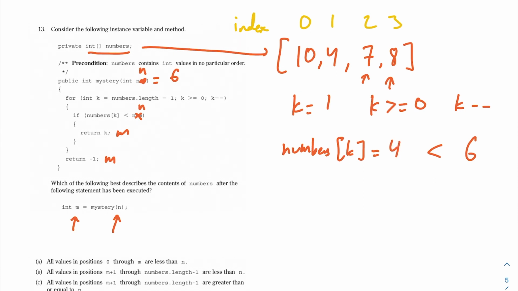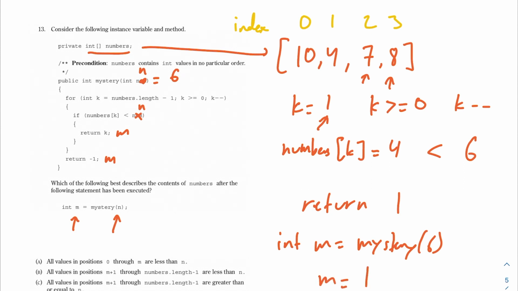So 4 is actually less than 6. We would return k, which at this point is 1. So we would return 1. For int m is equal to mystery of 6, given this array, we would say that m is equal to 1. What were we trying to find, and what process were we using for it?